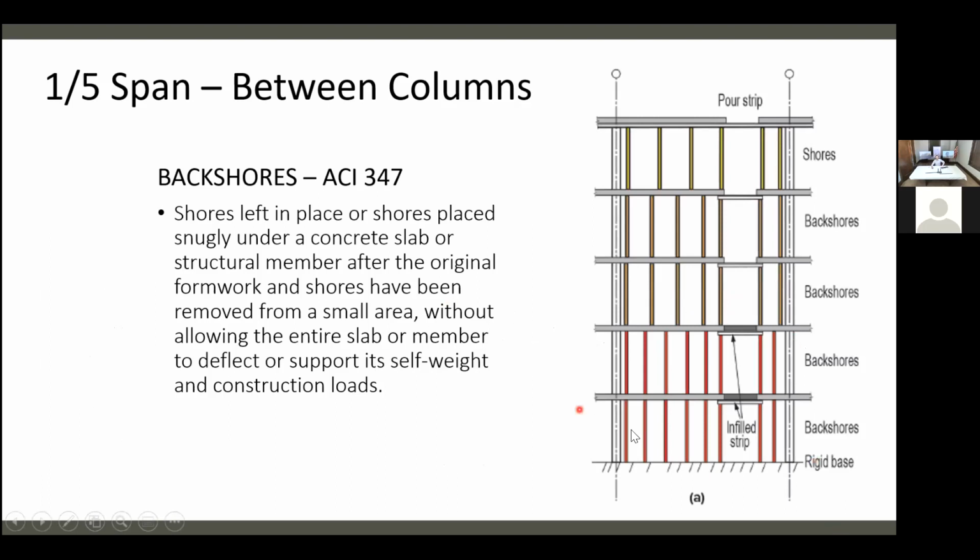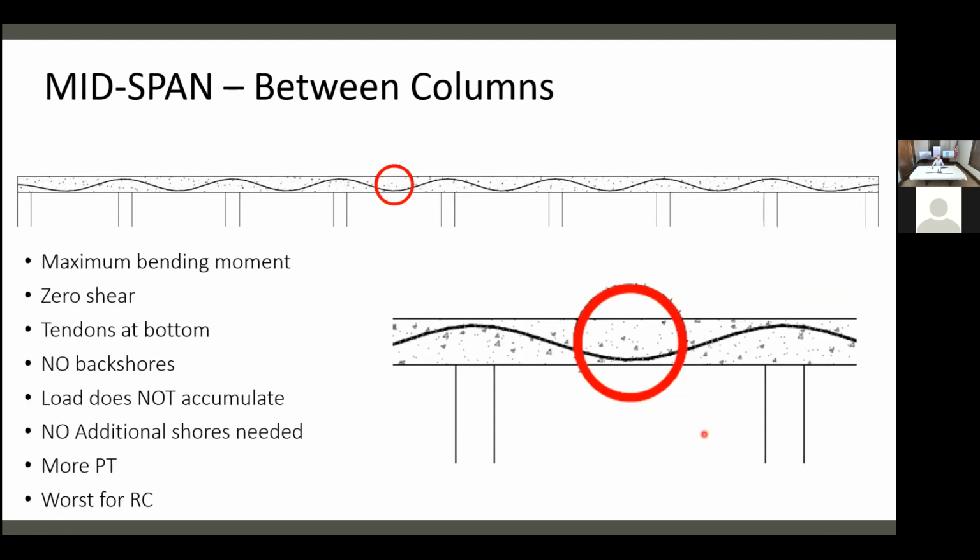So again, backshoring. Your load accumulates down the building as you see this. So these red shores, everything is accumulating and you're going to need more shoring as you work your way down the building. And this is going to be huge for the contractor, the general trying to have his other trades finish all this space. So mid-span between columns.